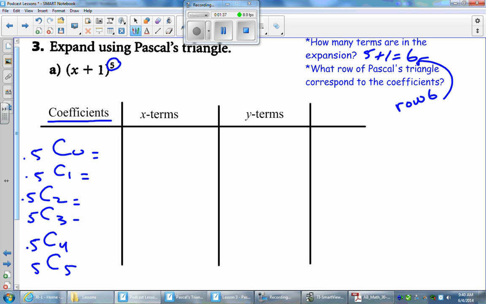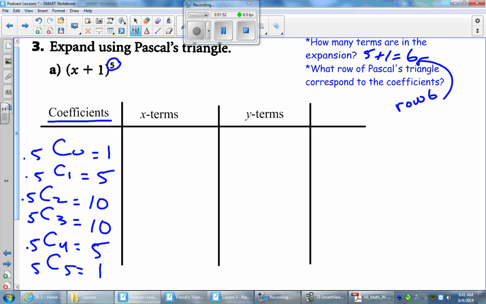So what are these actual numbers here? If we're looking at row 6, we're going to get 1, 5, 10, 10, 5, and 1. All right, so you could use Pascal's triangle to find out those numbers, or you can actually calculate them yourself.